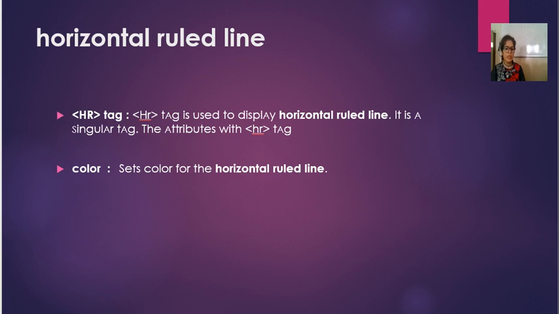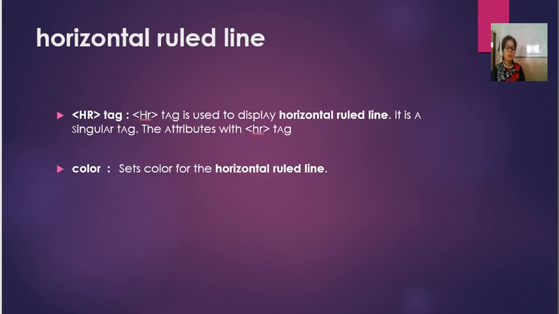The attributes with the HR tag. You can also apply different properties on the horizontal rule tag. For example, the attribute is color. The color attribute is used to set the color of the horizontal rule line. So you can apply any color that you want to apply. So the color attribute sets the color for the horizontal ruled line.